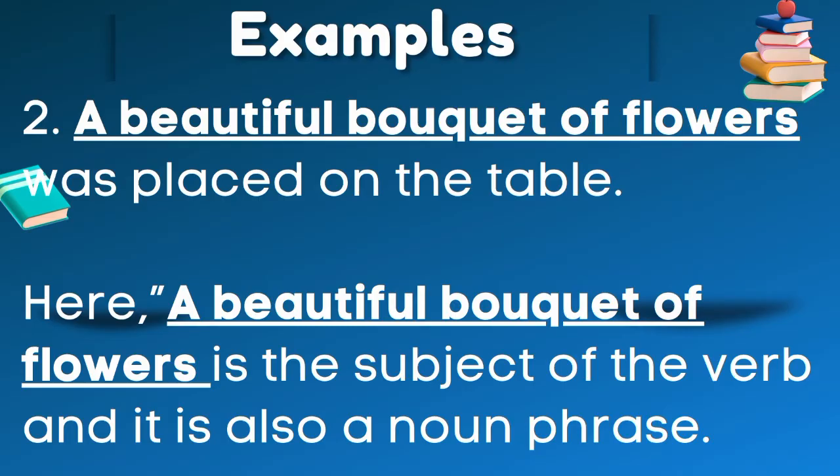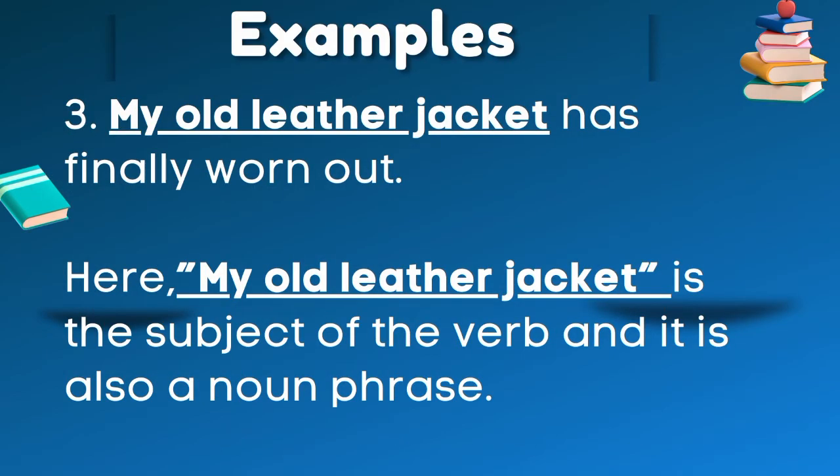The third example, my old leather jacket has finally worn out. The subject in that sentence also is my old leather jacket. My old leather jacket is the noun phrase in that sentence, functioning as the subject of the verb.